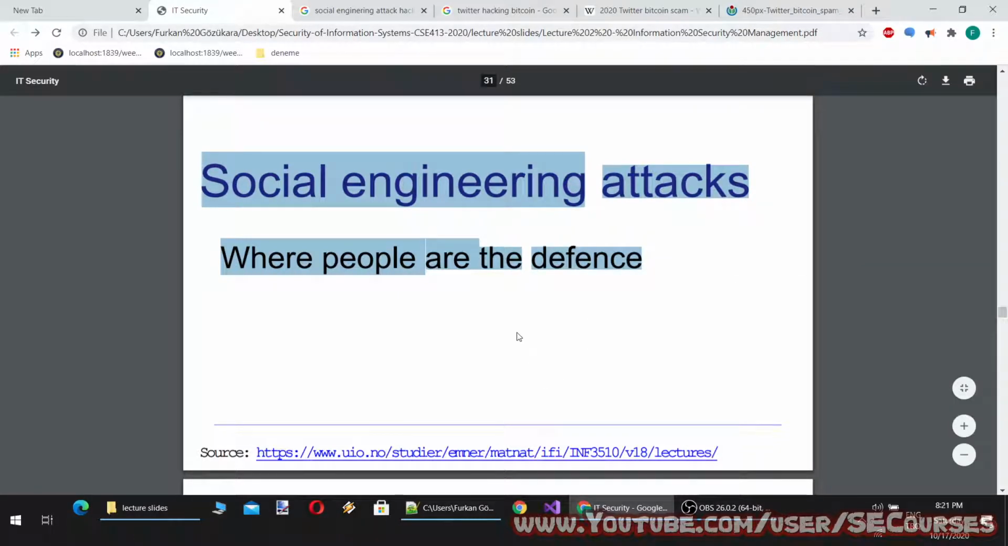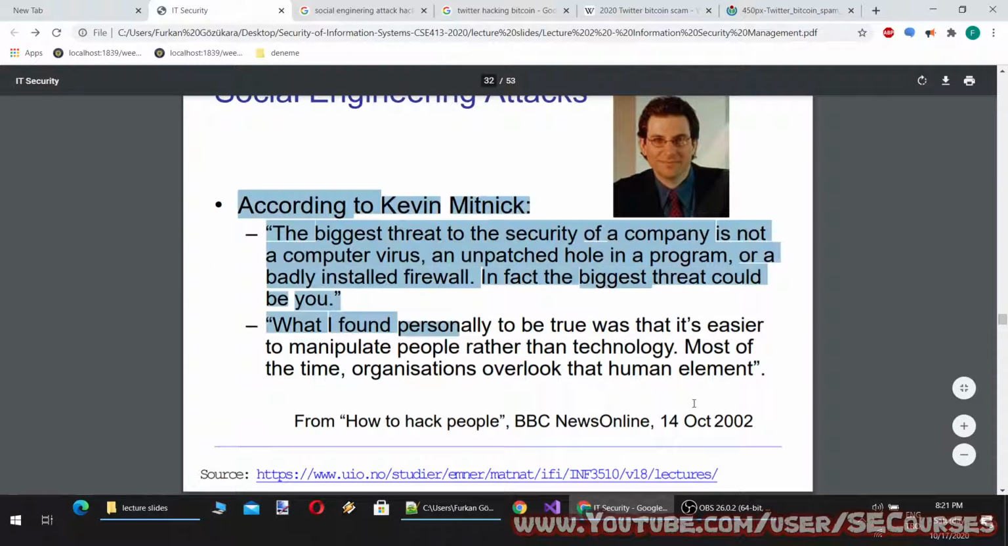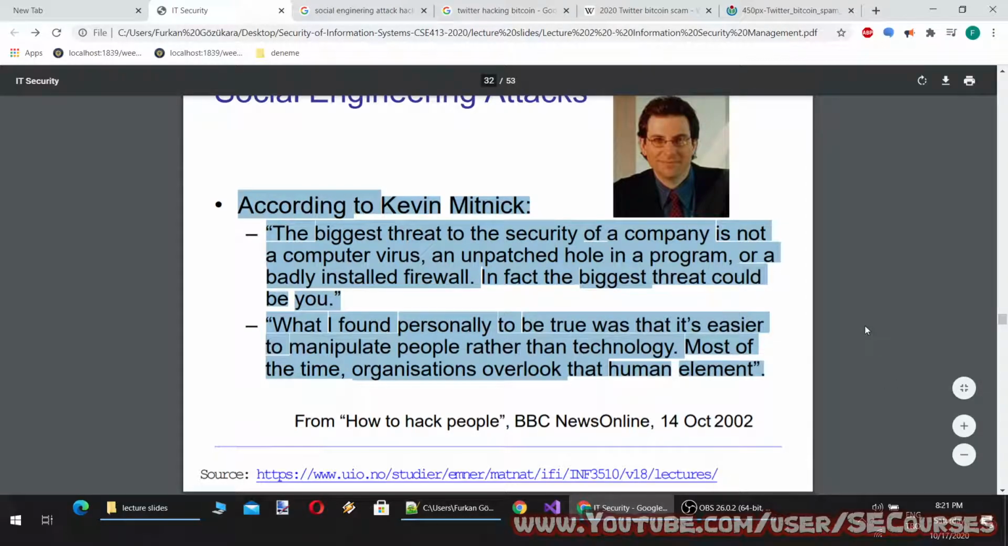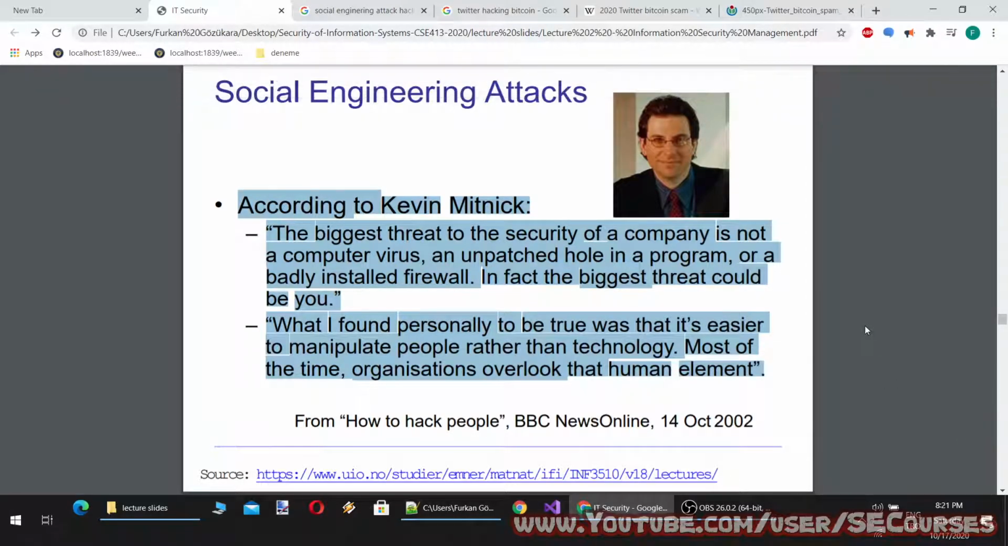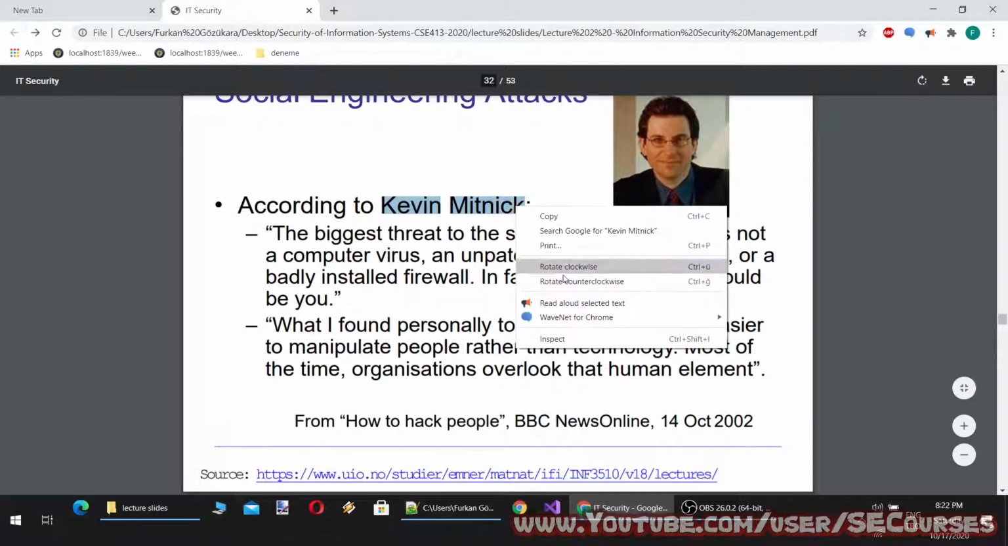Social engineering attacks, where people are the defense. According to Kevin Mitnick, the biggest threat to the security of a company is not a computer virus, an unpatched hole in a program, or a badly installed firewall. In fact, the biggest threat could be you. What I found personally to be true was that it's easier to manipulate people rather than technology. Most of the time, organizations overlook that human element. So who is Kevin Mitnick, if you ask?